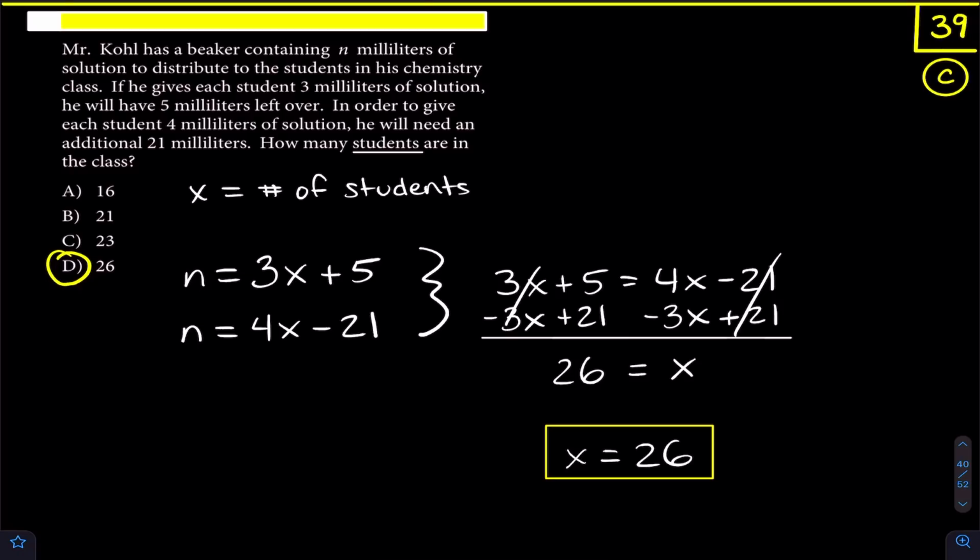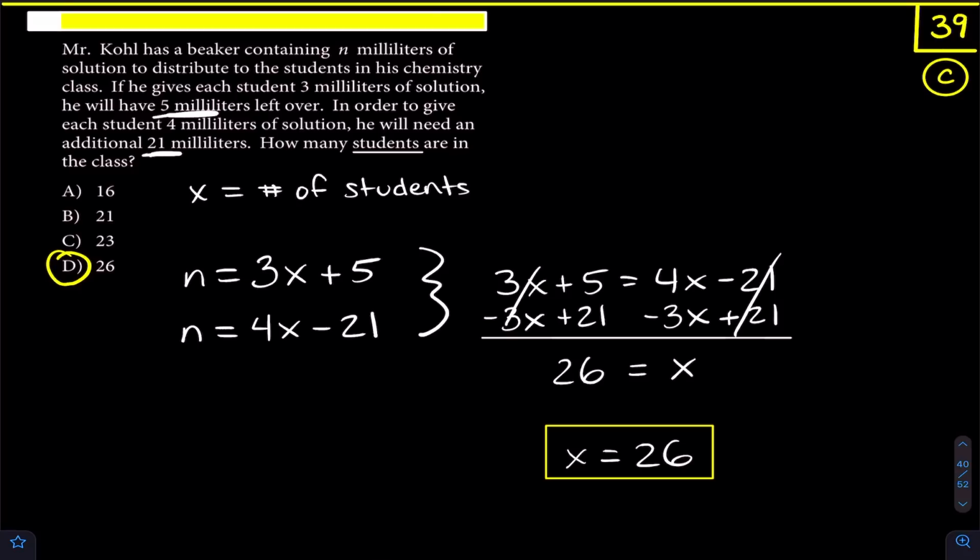So think about it. He is giving out 3 milliliters of solution and still having 5 left over. And then he's giving out 1 more milliliter to every single student. And now he's lacking 21. So that means he not only used up the 5 that he had extra to give 1 out to every student, but he also now needs an extra 21. So in order to give that additional milliliter to every single student, he needed these 5 milliliters and he needs 21 more.